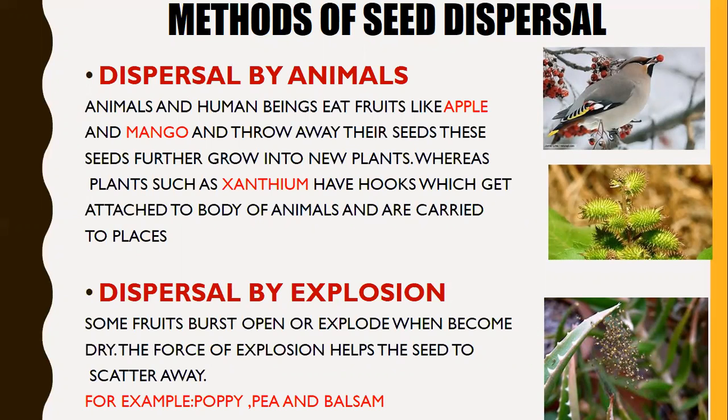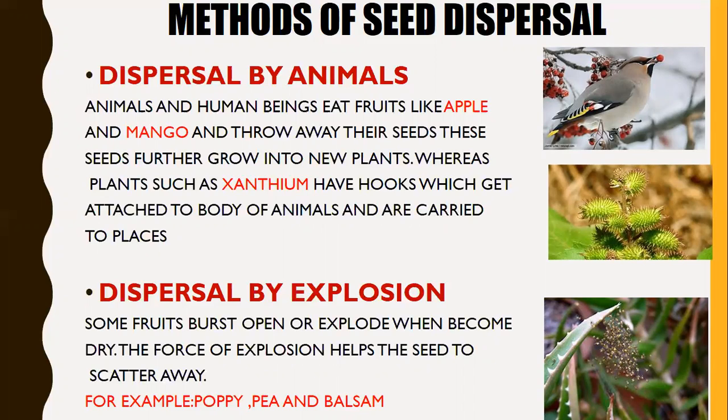Some plants have juicy fruits that many animals and birds eat. The seeds of these fruits come out in their droppings. This can be far away from the parent plant. Same way, human beings also eat fruits. They eat the flesh and throw away their seeds. These seeds, on getting favorable conditions, grow into new plant.